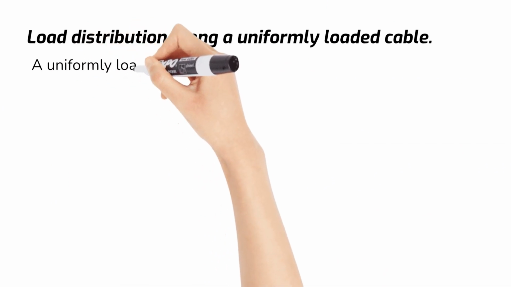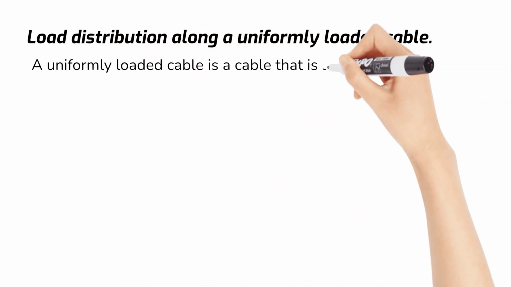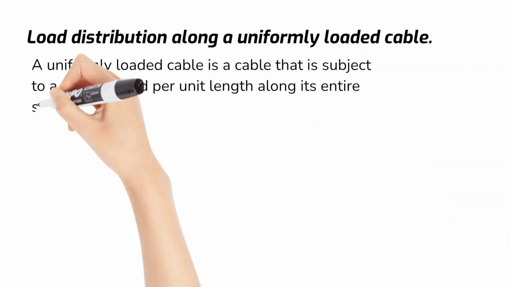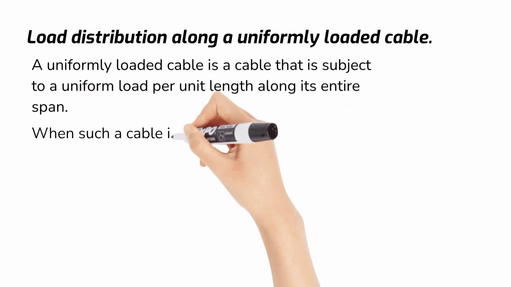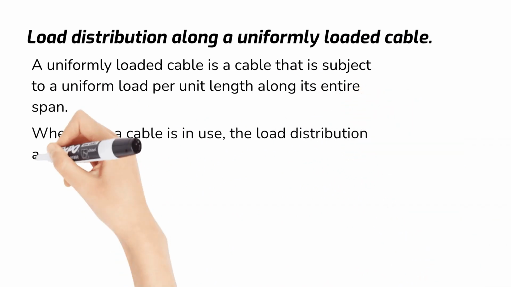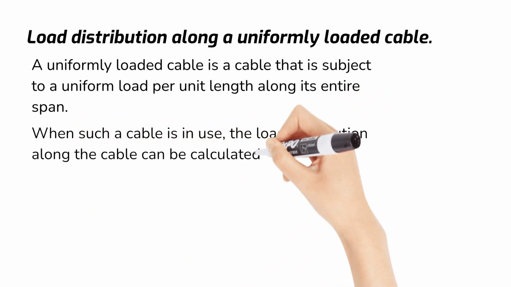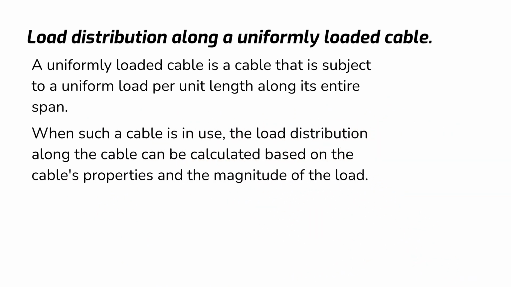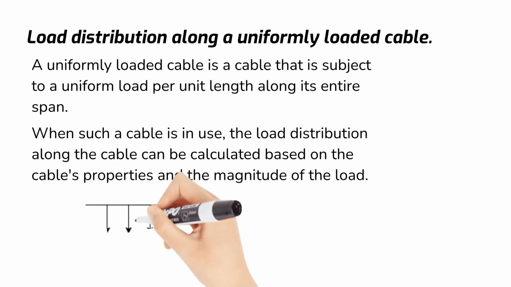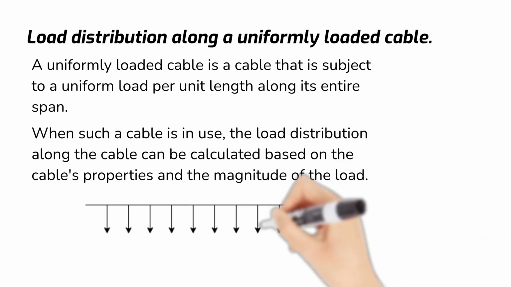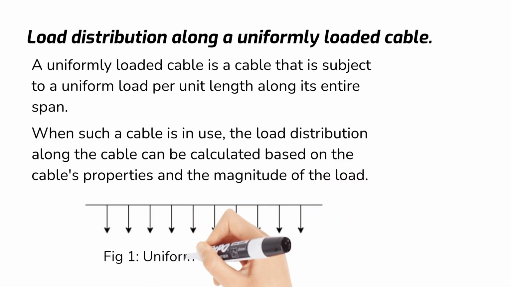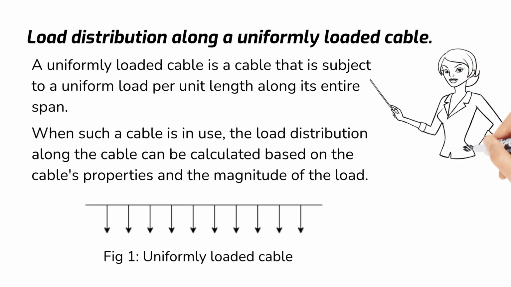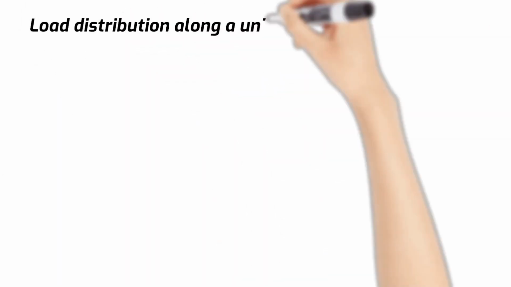A uniformly loaded cable is a cable that is subjected to a uniform load per unit length along its entire span. When such a cable is in use, the load distribution along the cable can be calculated based on the cable's properties and the magnitude of the load. Understanding the load distribution along a uniformly loaded cable is important for ensuring the cable is designed and installed properly to safely handle the applied load.